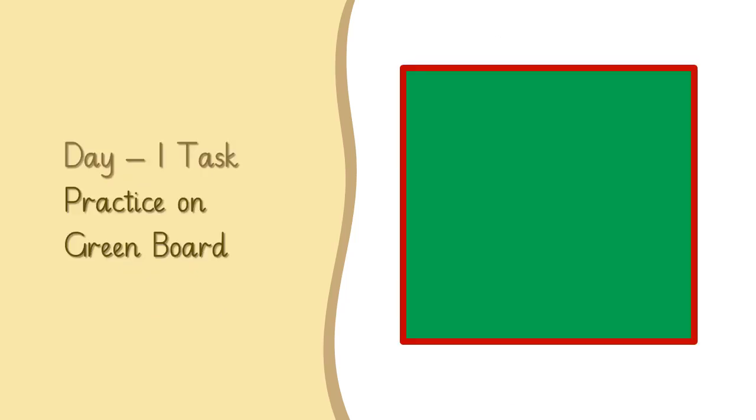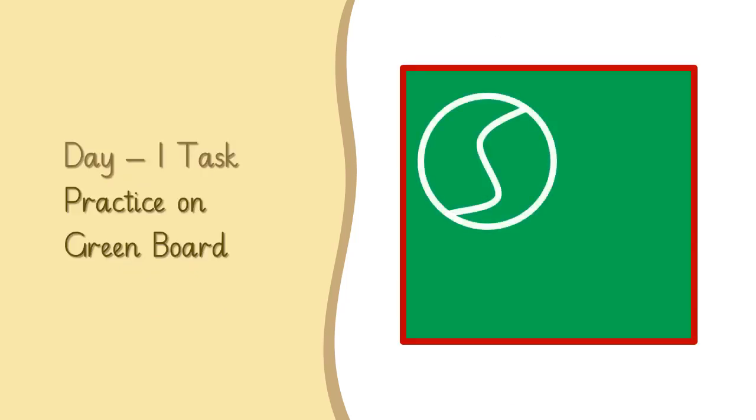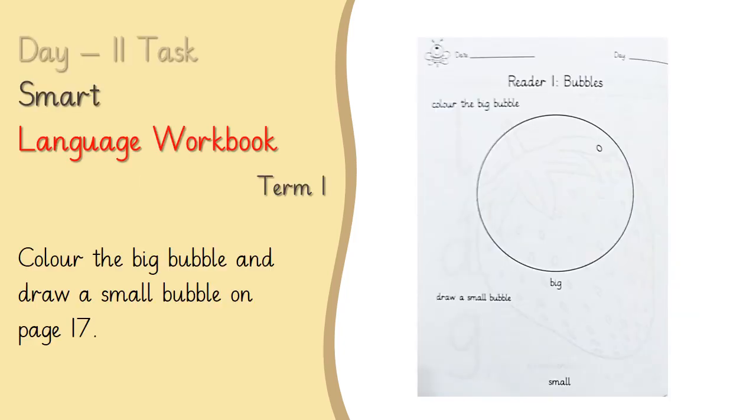Very good. Now practice making a big ball and a small ball on the green board and show it to your teacher. This is your day 2 task. This task should be done in your Smart Language workbook. You need to color the big bubble and draw a small bubble on page 17.